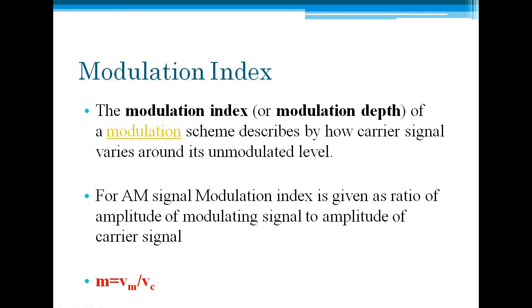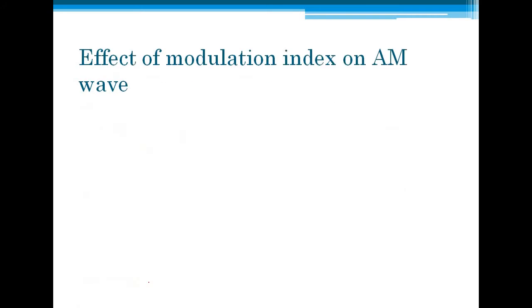So this is the unmodulated signal, before modulation. This is your modulating signal, and this is the strength of a carrier signal. So this defines the modulation index given by Vm by Vc. Now, what are the effects of modulation index on AM wave? It plays a very important role in the nature of our modulated AM output.